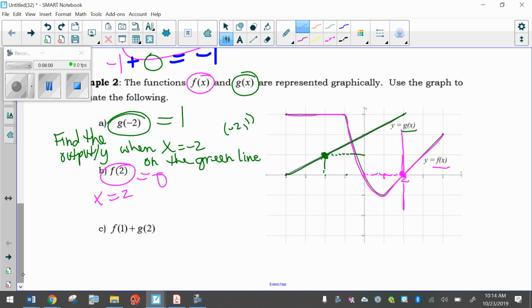Let me give you a second to think about it while I do some erasing up here to make this a little less messy. Take a look at that question and see if you can figure out those two separate parts.